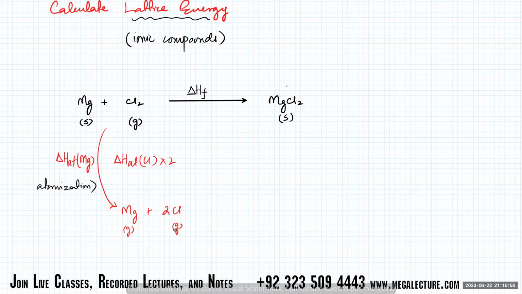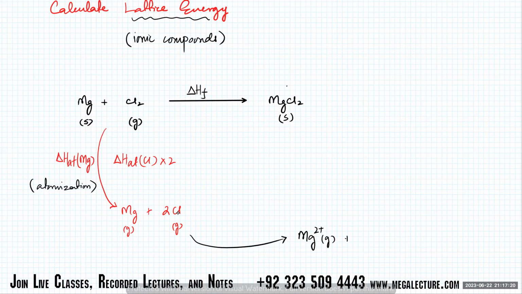So the first part, remember, my focus is to form the ionic lattice, MgCl2. So I first need the atoms. I don't need the elements, I want the atoms. What is the next step? Once I have the atoms, I want to turn them into ions. So the next step is that I need to ionize Mg and I need to form Mg2+ gaseous ions.